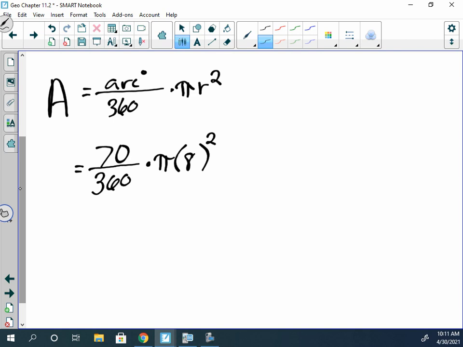Well, again, at this point what we can do is grab the calculator and do 70 over 360 times pi times 8 squared. 112 pi over 9 would be the area of this sector.